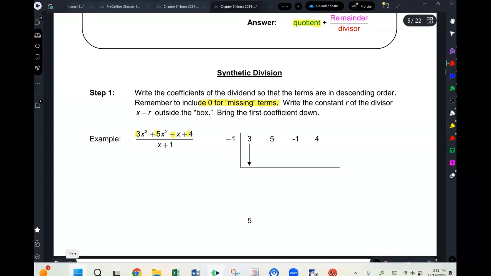Now, this step, don't skimp on me on this step, people. You see this x plus 1 here? Take this x plus 1, set it equal to 0. x equals negative 1. It is that negative 1 that goes there.